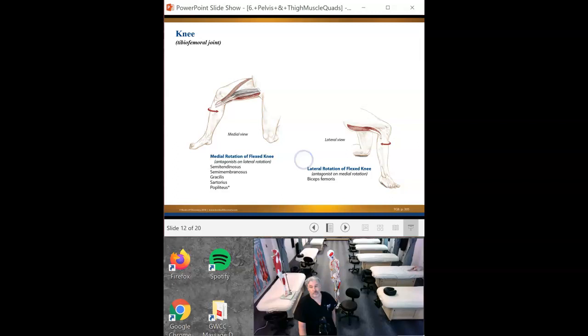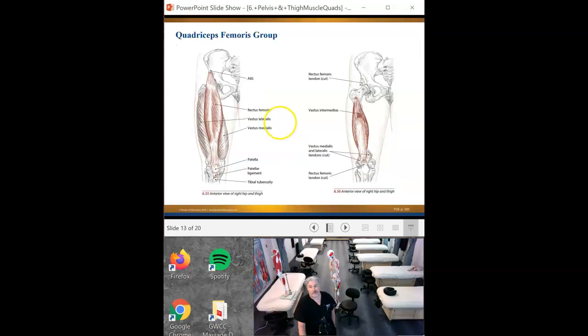Boom, boom, boom. Here we go. The quadriceps femoris group. On the right-hand side, you have the deeper layer, which is the vastus intermedius. I want you to think about this for a second. Its origin, where it starts, is glued to the femur. It does not cross over the hip. It's glued to the femur and it inserts into the patella, and the patella inserts into the tibia.